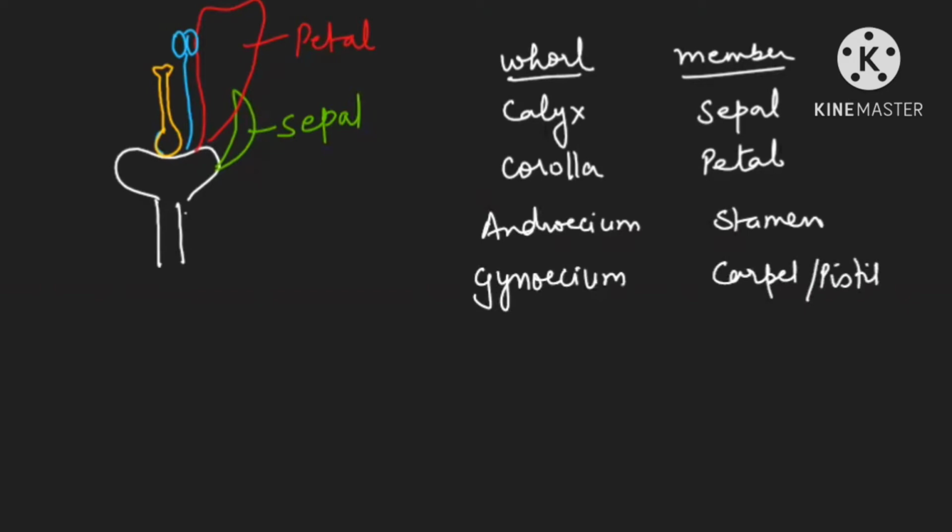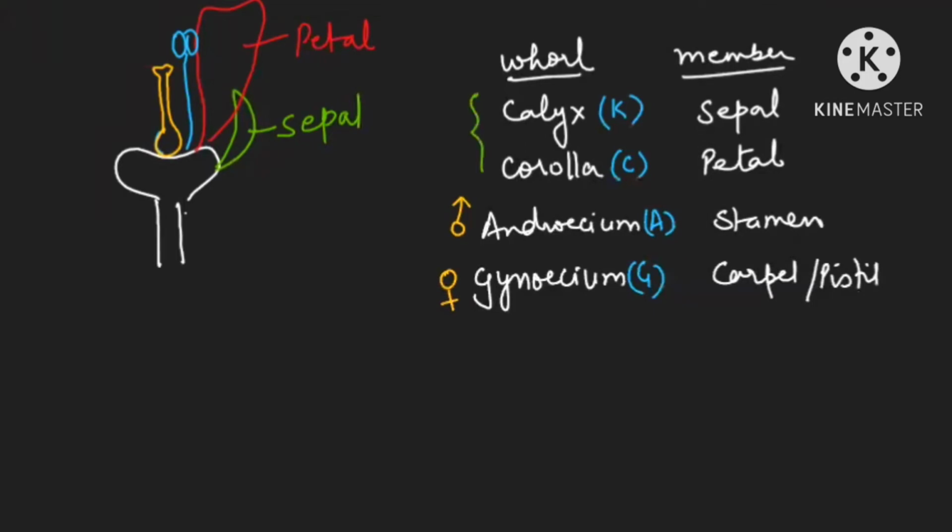Now, the symbols we will be using in our explanation in the further videos. If I'm writing K, it means calyx, C is for corolla, A is for androecium, and G is for gynoecium. Clear? Androecium is the male whorl, and the gynoecium is the female whorl. So these two whorls, calyx and corolla, are your accessory whorls.